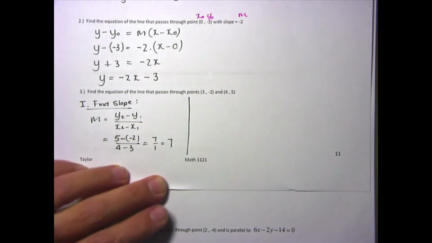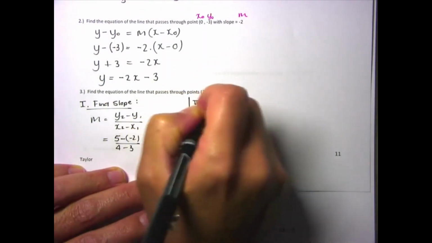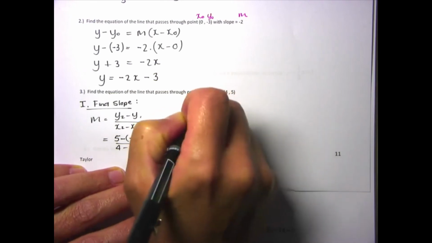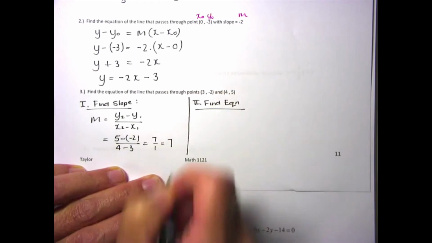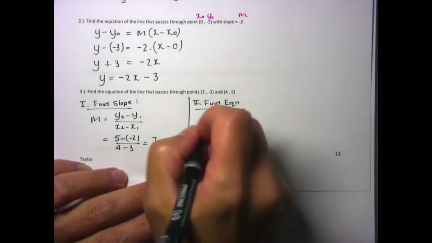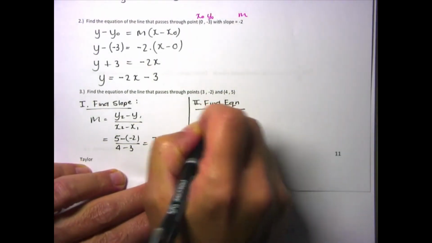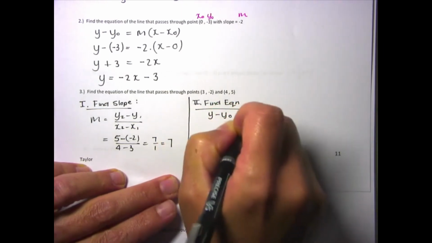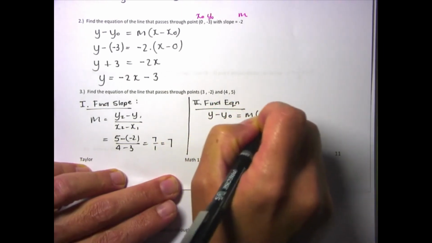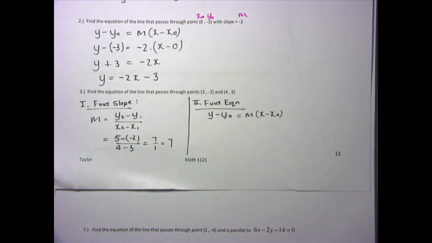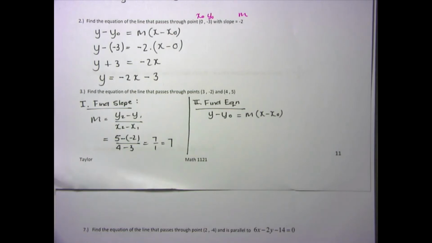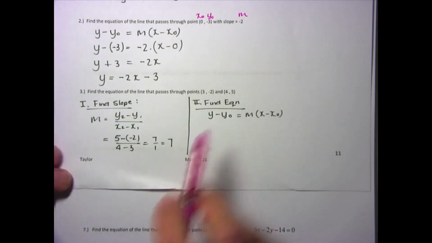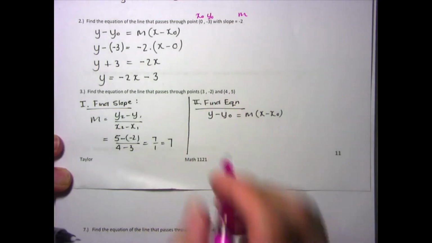So the next part of the problem then, part 2, would be to find the equation using point slope form. All right, so if I use point slope form, y minus y naught is equal to m times x minus x naught. All right, let's plug in. So now you get to choose either one of these 2 points. It's at your convenience. I'll use this point right here.